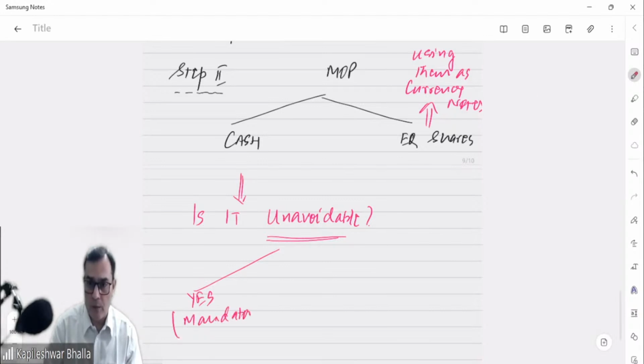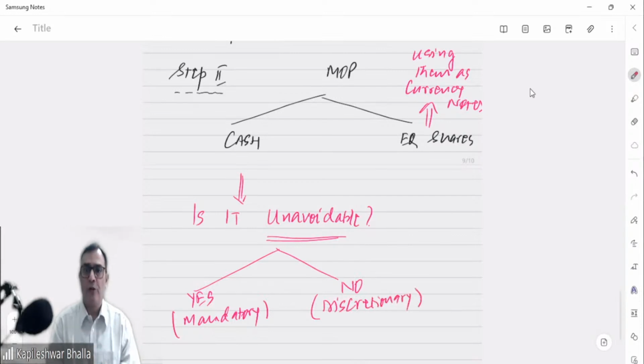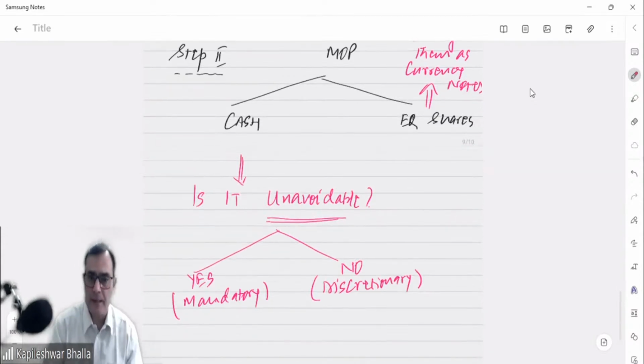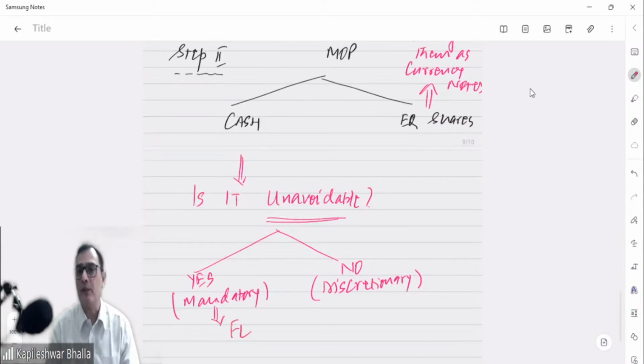Yes, it is unavoidable, which means it is mandatory. Or I say, no, it is not unavoidable in nature, which means it is discretionary. So you got to consider that, is it unavoidable? The moment you say yes, it is unavoidable, mandatory, this is going to be a financial liability component. And if it is discretionary, then it is going to be called an equity component of the instrument.